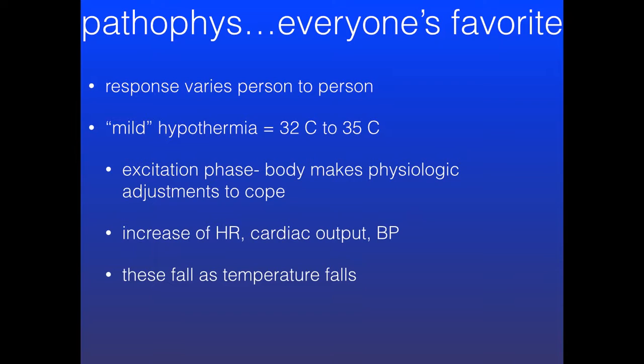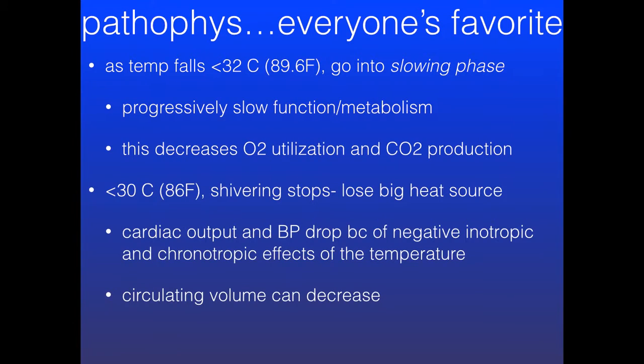Basically the body is going to be making certain physiologic adjustments to try and cope with the decrease in core temperature. The main three are increasing the heart rate, cardiac output, and the systemic vascular resistance by vasoconstriction. That's going to give you an increase in your blood pressure. And as you start to get a drop in your temperature, then these are going to start to decrease also.